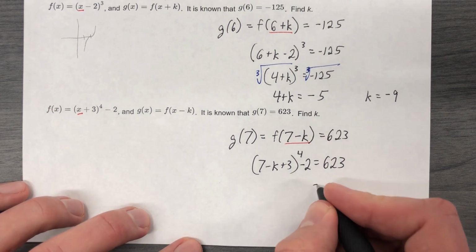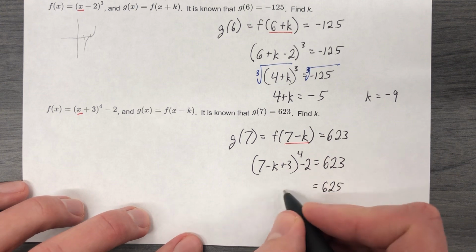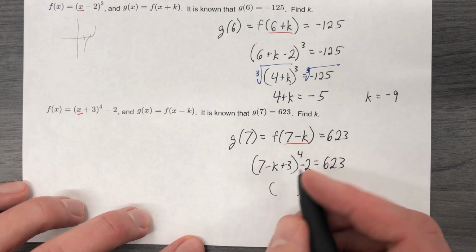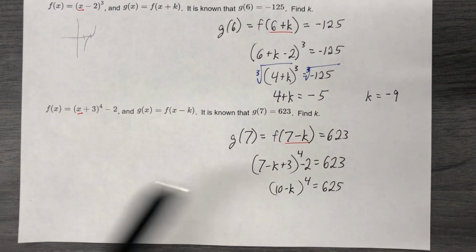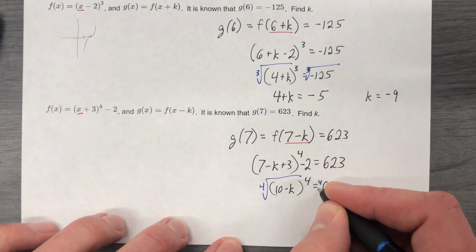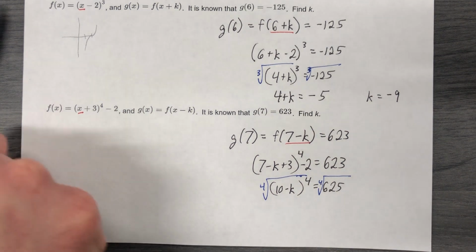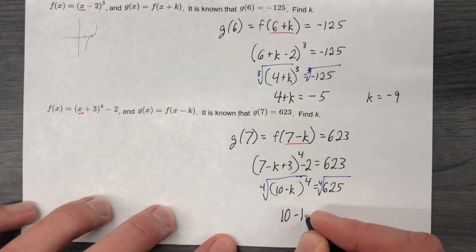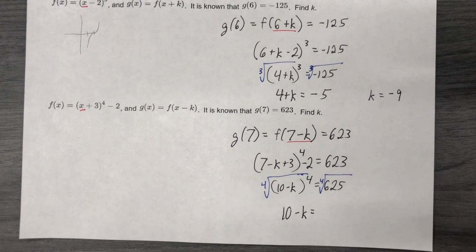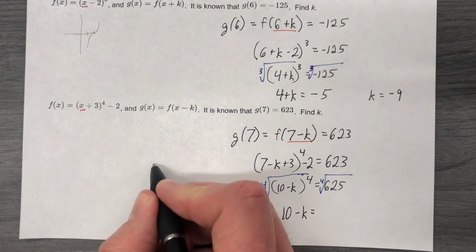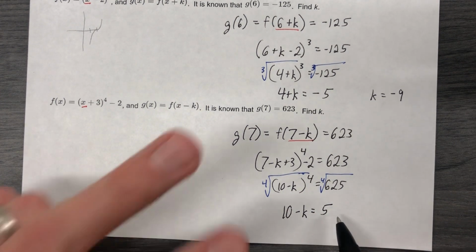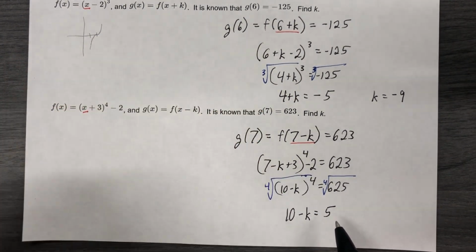We're going to add 2 to both sides. That gives me 625. And we have something to the 4th power, (7 minus k plus 3). 7 plus 3 is 10, so 10 minus k. We will now take the 4th root. If you don't know this one off the top of your head, that's okay. You can take specific roots in Desmos. There's a menu option for it. Click the little keyboard and scroll down, and you'll see a little symbol with a root, but it's got a little box in the front that you can fill in. So the 4th root of 625 is 5, because 5 times 5 times 5 times 5 is 625.